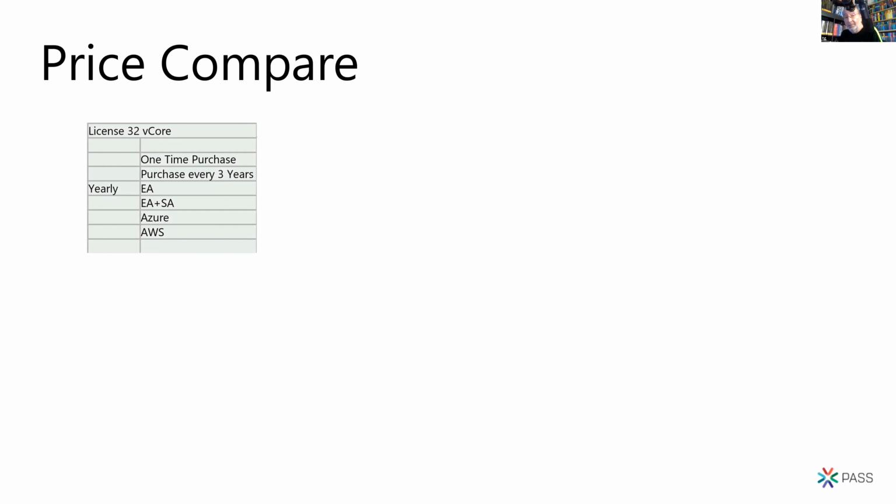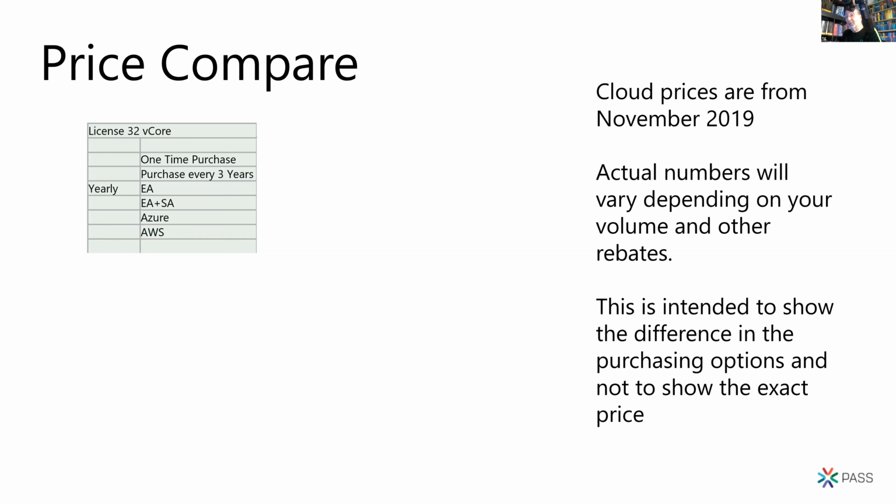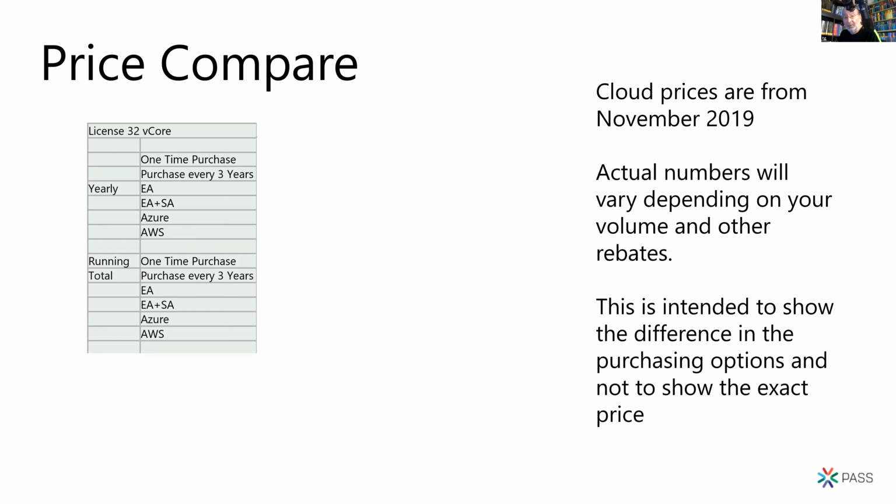Price compare. We have a license for 32 vCores. We look at a one-time purchase, every 3 years, Enterprise Edition plus software assurance, Azure, AWS. And the pricing is from November 2019. And honestly, it hasn't changed much because we're still having the same version of SQL Server and licensing hasn't changed much. Right? So let's have a look.